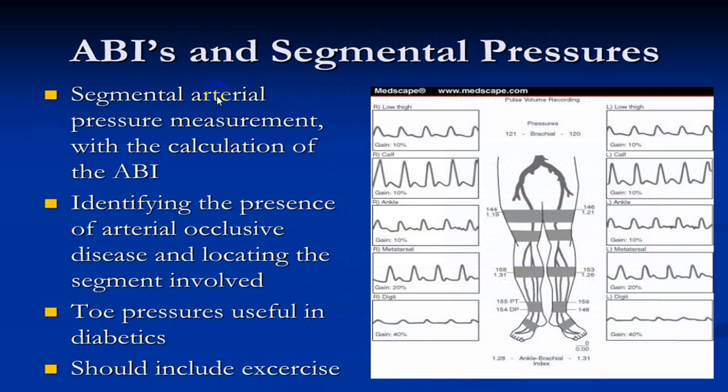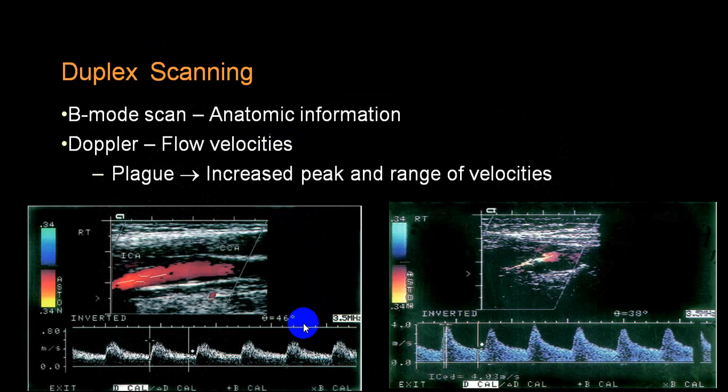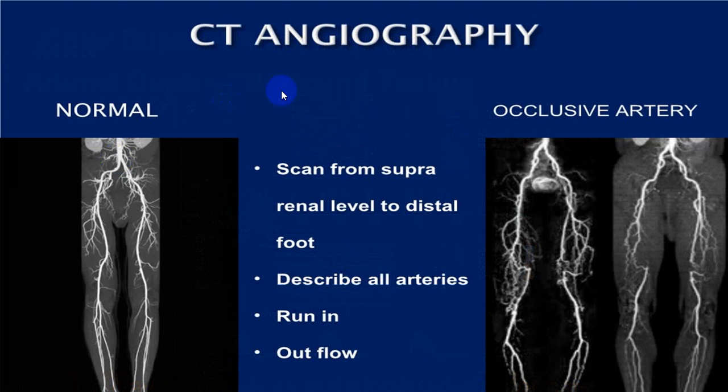or critical limb ischemia. You can go for even ABI with segmental pressure studies, which will give you which portion of the artery is being involved. You can also go for pulse volume recording. That will also give you an idea regarding the involvement. I have told you that duplex scan or duplex Doppler gives you a wonderful idea. So arterial duplex ultrasound gives you a wonderful idea along with Doppler.